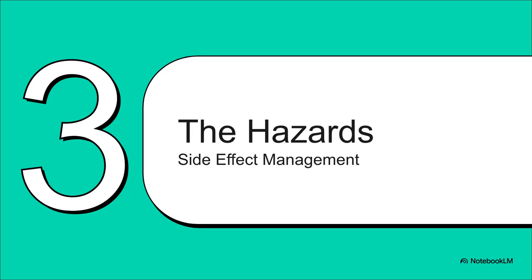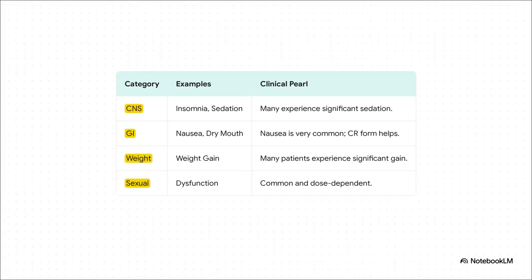All right, every playbook needs a section on hazards, and it's our job to know them inside and out. Let's dive into the common side effects you'll be helping your patients navigate with paroxetine. This table breaks down the big four categories. For the central nervous system, sedation is a huge one. A lot of patients will feel pretty sleepy on this.